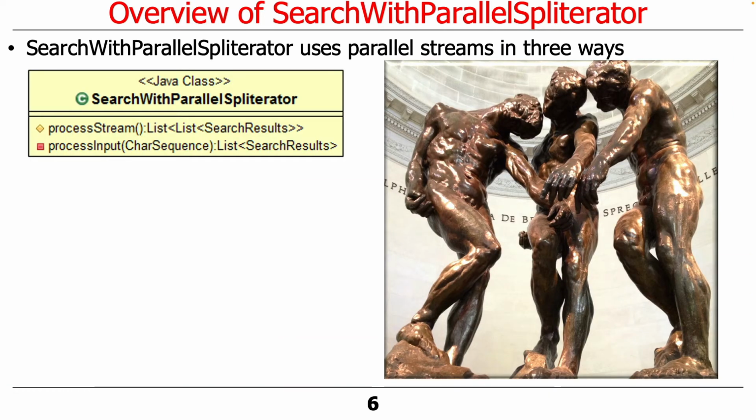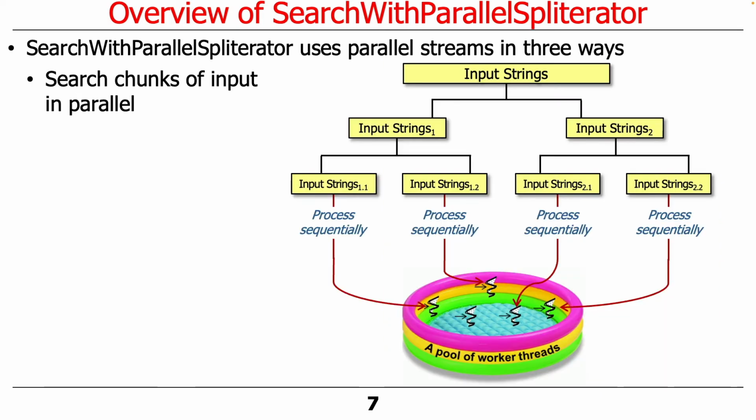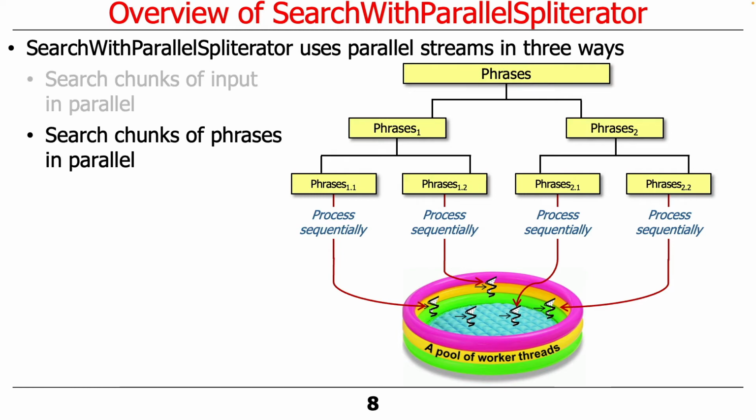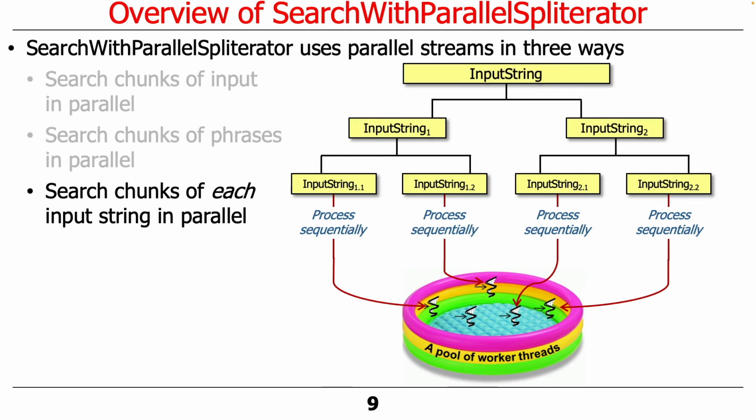So the search with parallel spliterator implementation uses parallel streams in three ways. It uses it to search chunks of input in parallel. And the input chunks would be a work of Shakespeare, like Hamlet or Macbeth. It also searches chunks of phrases in parallel, and that would be a particular phrase like, "To thine own self be true," or "Neither a borrower nor a lender be." And it also searches chunks of each input string in parallel.